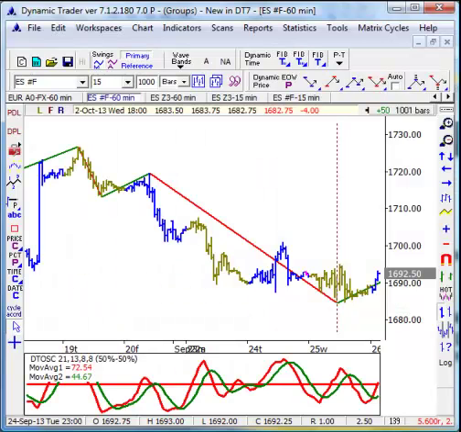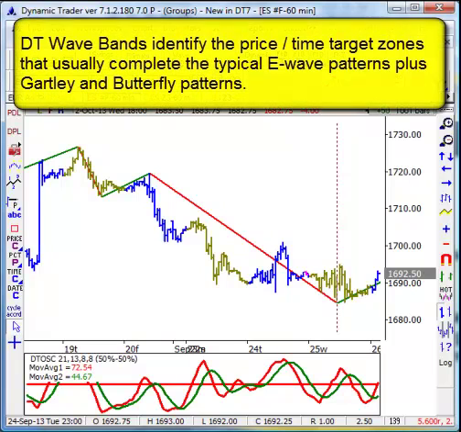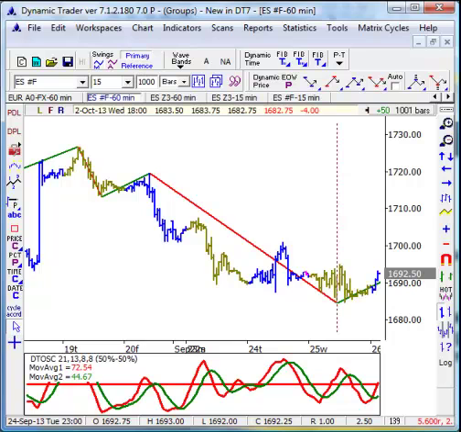Another unique routine to Dynamic Trader is the DT wave bands. What the wave bands do is identify the high probability time price ranges to complete a section of a wave structure, as long as up to that point in time the wave structure meets the rules and the guidelines.